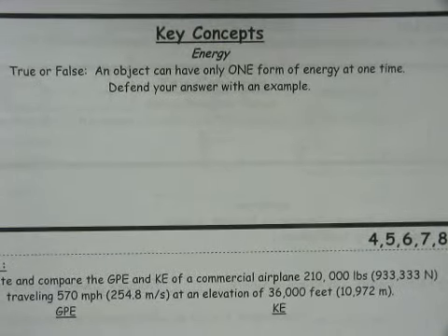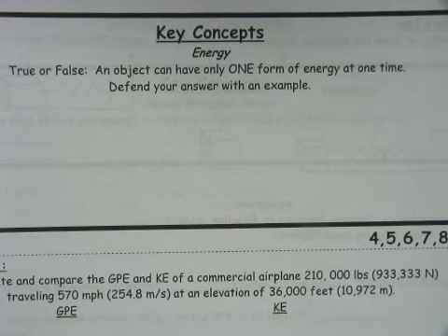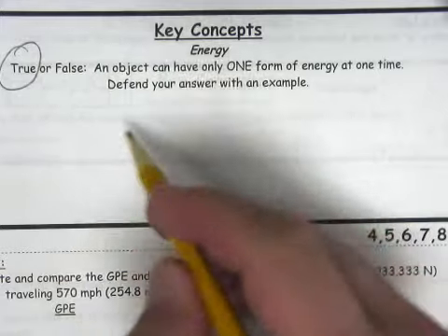All right, the next question on the next page asks us this: true or false? An object can have only one form of energy at one time. Defend your answer with an example. So can an object have multiple forms of energy at the same time? And the answer is an emphatic true. That is a true statement.